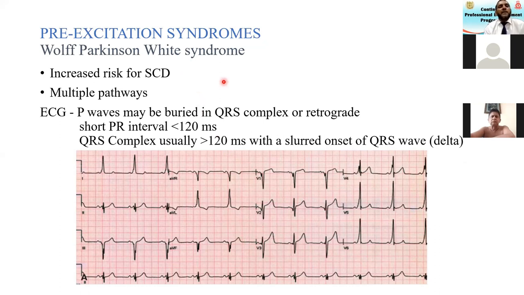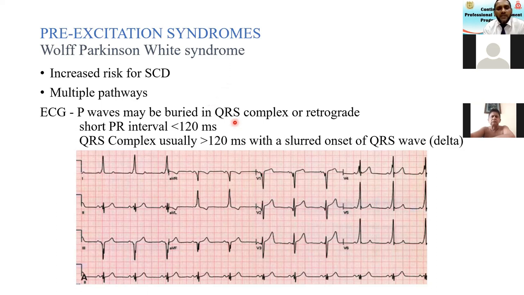The other conditions we are talking about are the pre-excitation syndromes. The commonest type is Wolff-Parkinson-White syndrome, which has an increased risk for sudden cardiac death, because there are multiple atrioventricular pathways causing pre-excitation. If you look at the ECG pattern, the P waves may be buried in the QRS complex or retrograde, with a short PR interval.